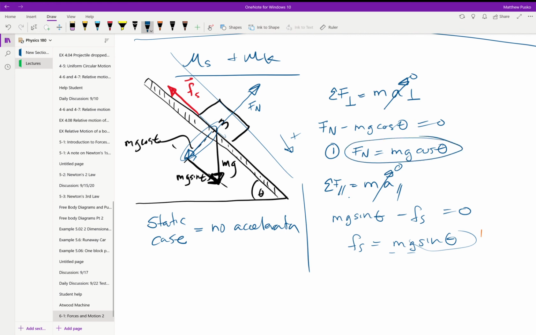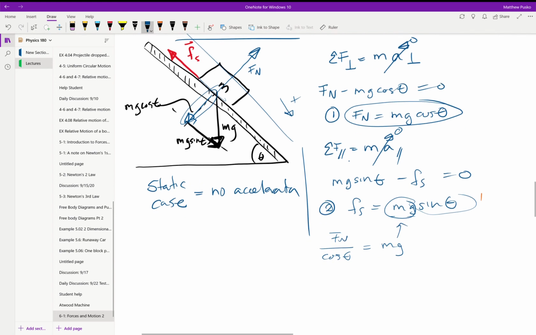take this equation right here, equation number 1, and we can substitute it for mg. If I solve that for mg, I get the normal force over the cosine of theta, and that would equal mg. And then I can plug this in right here.